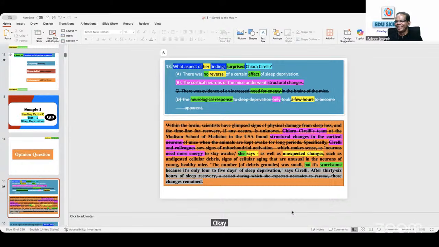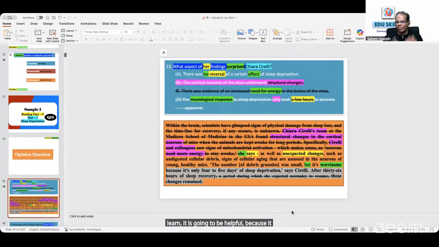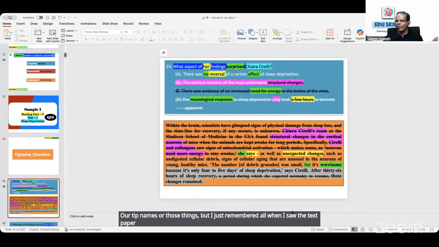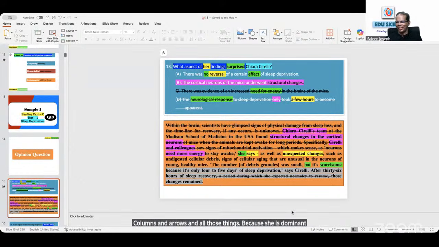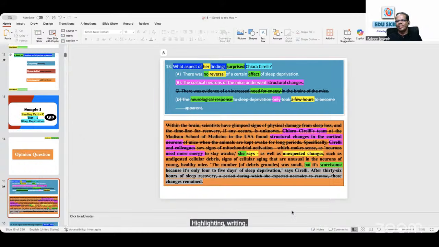If you know a PPT, our admin Nadia has taught the PPT; there is a video on how to make a PPT, a basic lesson. It is going to be helpful because it will help your visual memory. We have visual memory, auditory memory, and kinesthetic memory. One candidate told me, "Father, I do not remember the modal verb names or tip names, but I could remember all. When I saw the test paper, I could see all your colorful boxes and columns and arrows," because she is dominant in visual memory. So when you create this yourself, your visual memory makes it enjoyable. Highlighting, writing, and when you listen to me, that helps your memory as well.